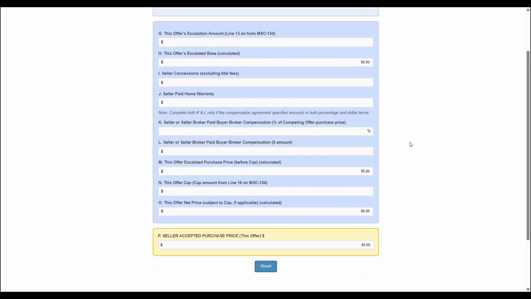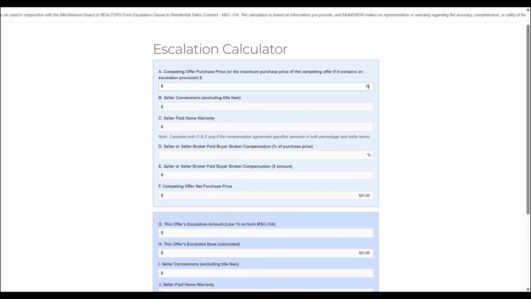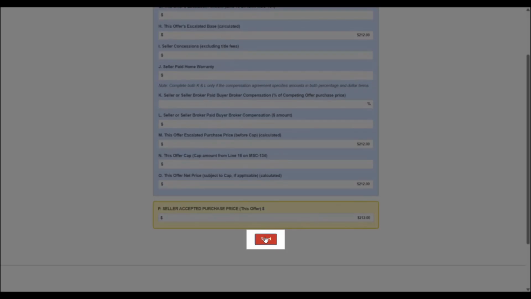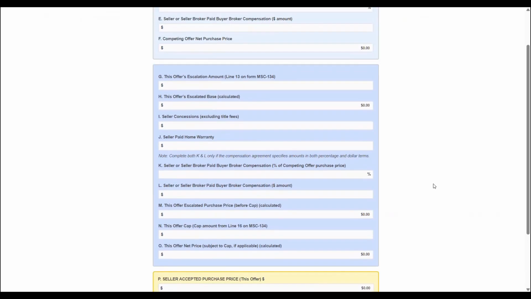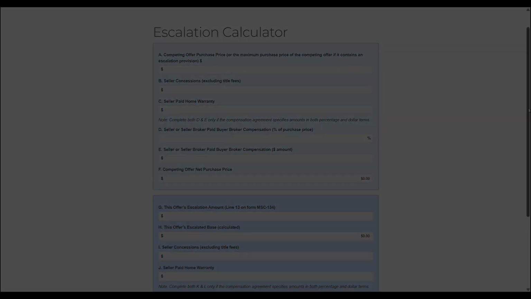What's great about the calculator tool is that you can test both offers to see which may have the highest net to seller, line O, before finalizing the figures on the document. If you've entered something incorrectly, simply hit the reset button at the bottom and start over. Always pay close attention to the figures you enter, as these can greatly affect the outcome.